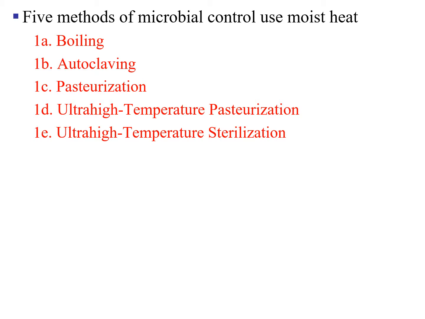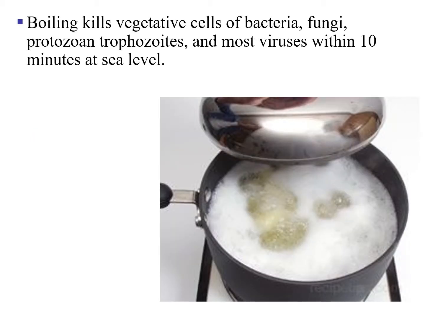Five methods of microbial control use moist heat: boiling, autoclaving, pasteurization, ultra high temperature pasteurization, and ultra high temperature sterilization. Boiling kills vegetative cells of bacteria, fungi, and protozoans, and these protozoans have different stages of life. The feeding stage is called a trophozoite. The dormant stage is a cyst. So boiling kills the trophozoites and most viruses within 10 minutes at sea level.